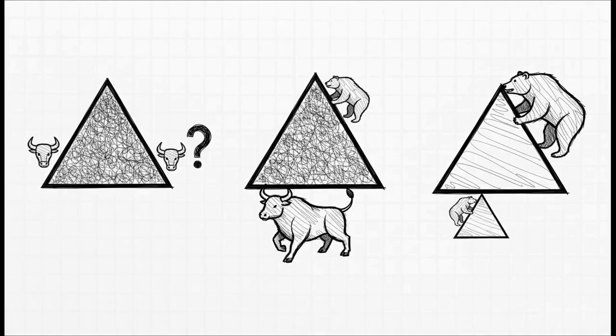So the key is really understanding the psychology behind the shape. A symmetrical triangle is total indecision. Bulls and bears are perfectly balanced. But an ascending triangle, that's different. The buyers are getting more aggressive.